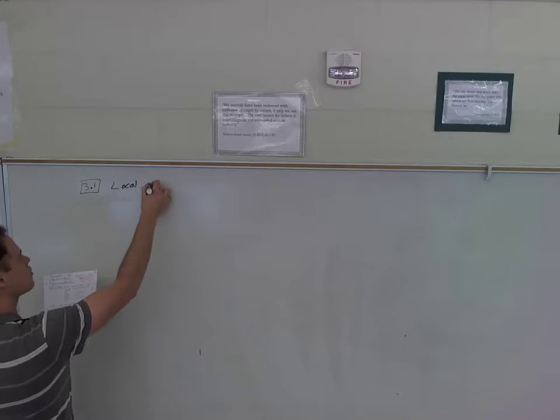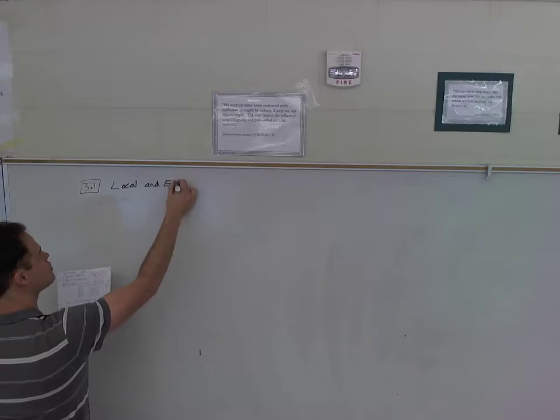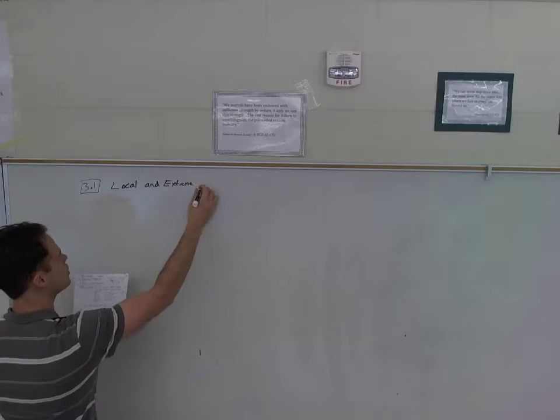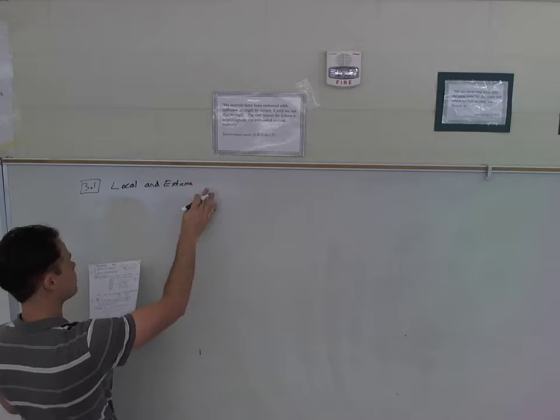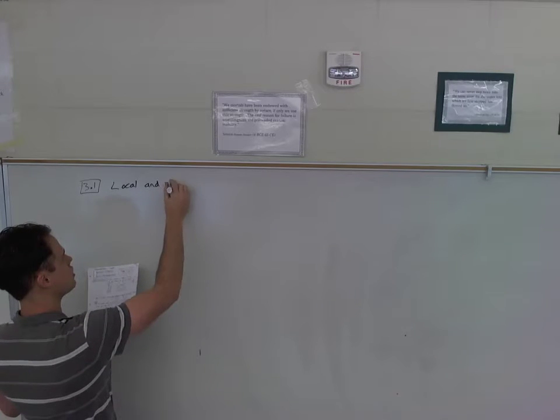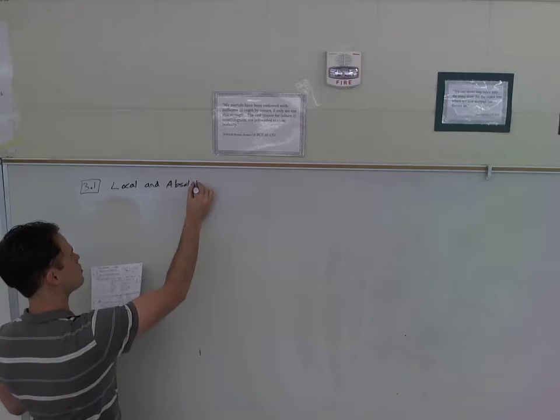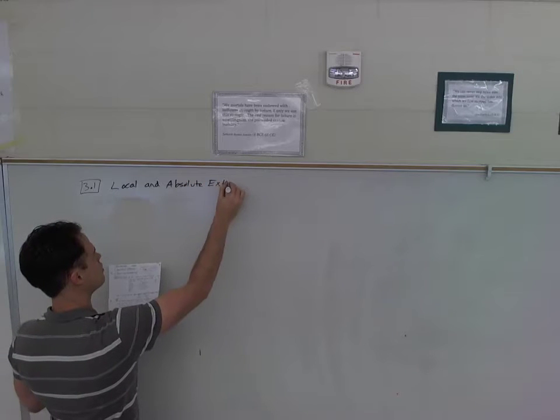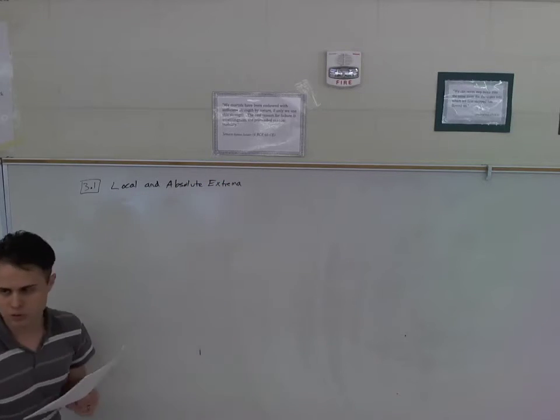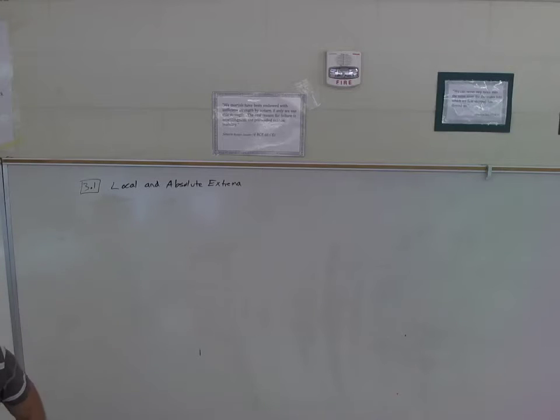So 3-1 is just looking at graphs and discovering local and absolute extrema. You've done some of this in pre-calc before, but you used your calculator. How did your calculator do this? Well, it uses calculus. Extrema, like A. Extrema is plural.